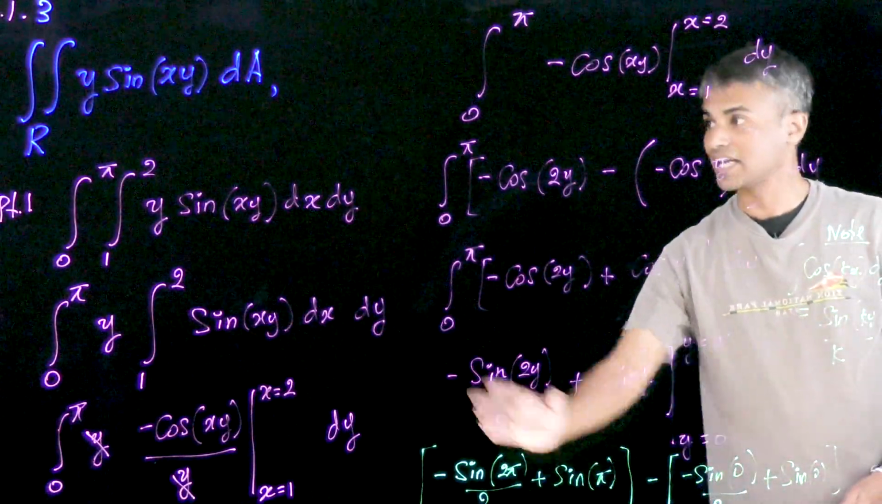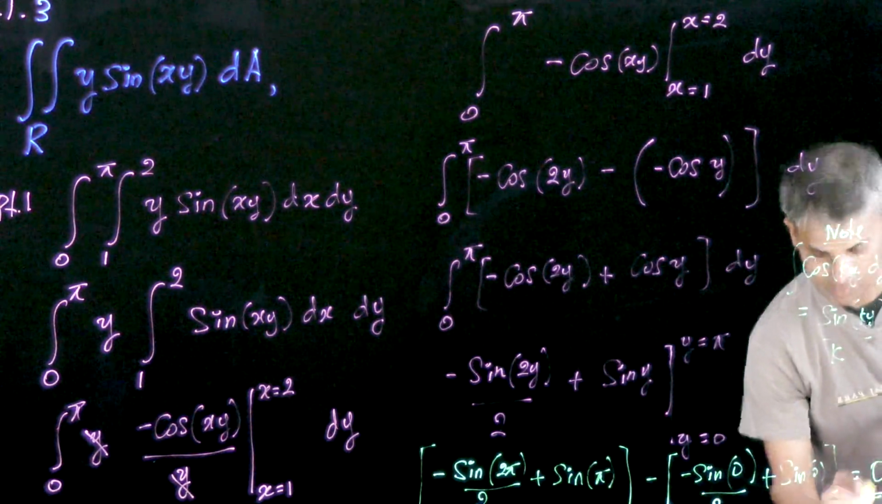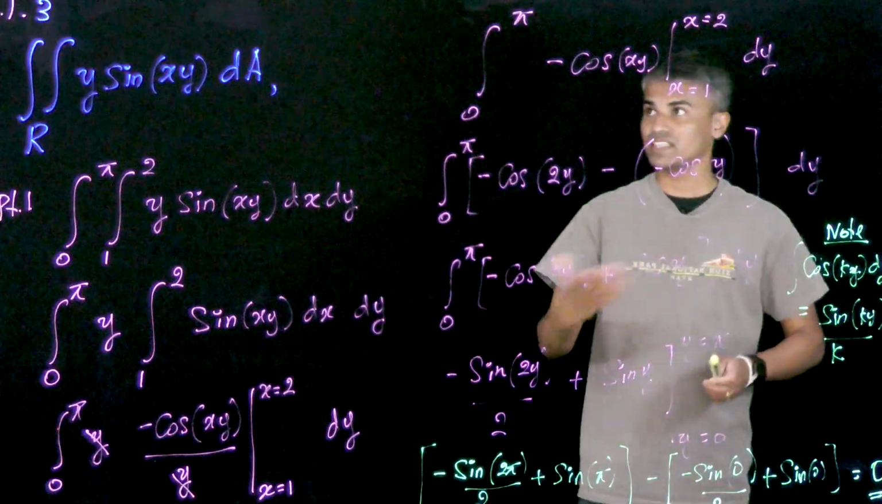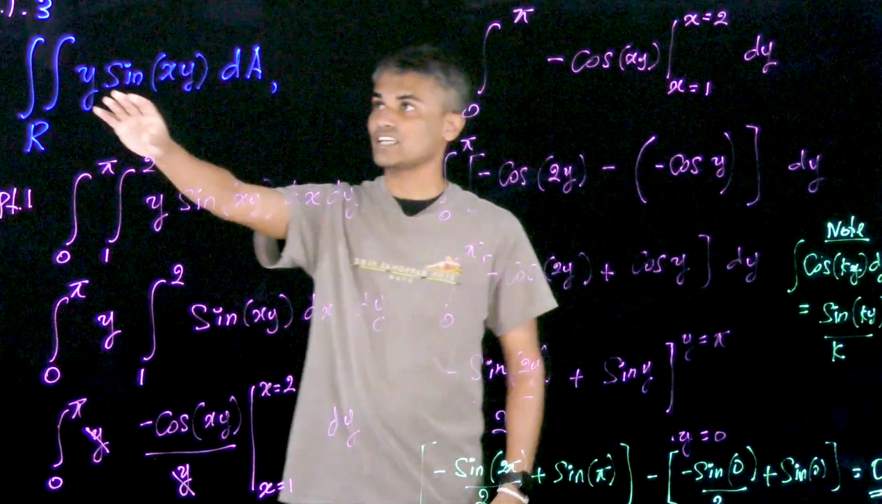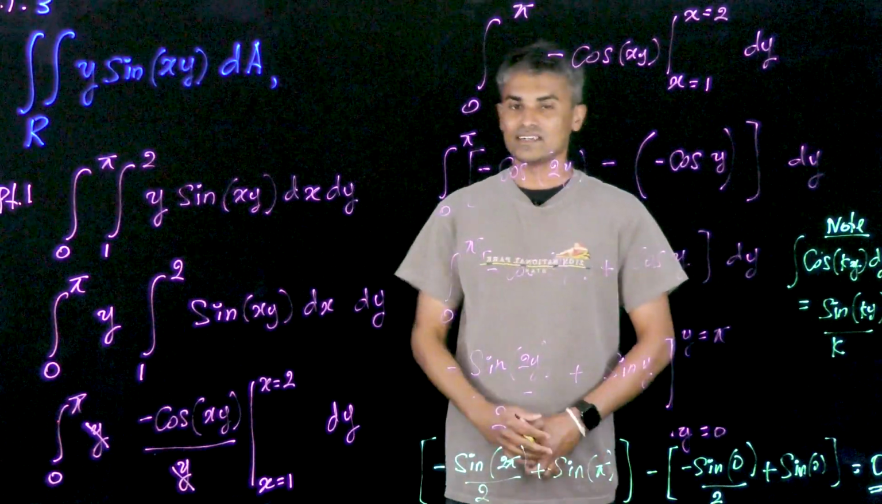Now, the value of this entire double integral equals 0. Okay. So with this I finished the example 12.1.3, and yes, thank you.